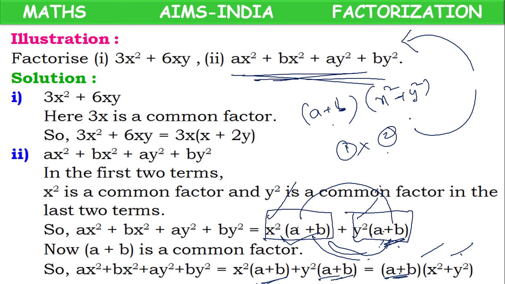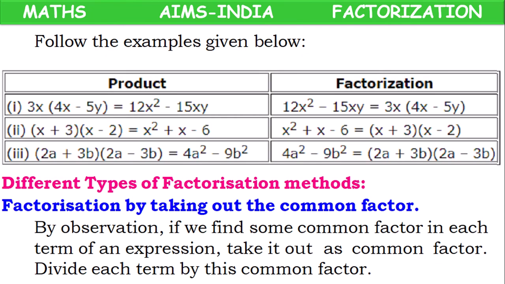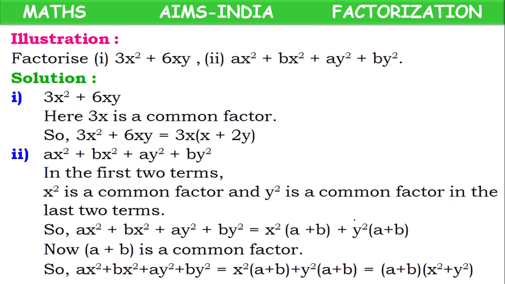So this is the first method, children. What is the method? Taking out the common factor.